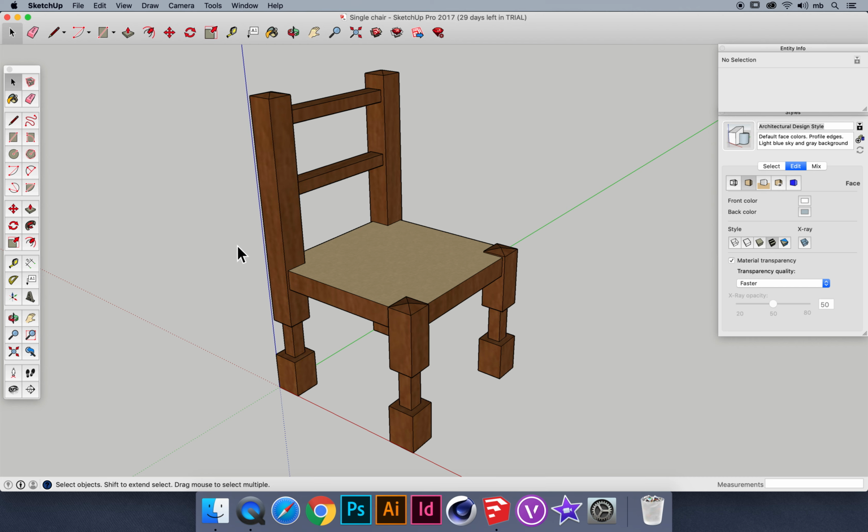I've got over 20 years of CAD experience and 20 years of teaching experience, and I teach SketchUp on a daily basis to degree level students.